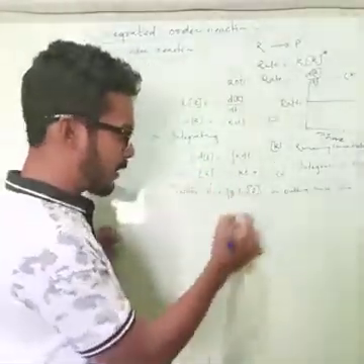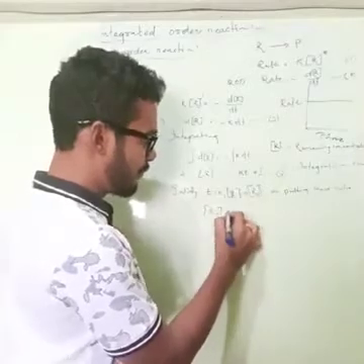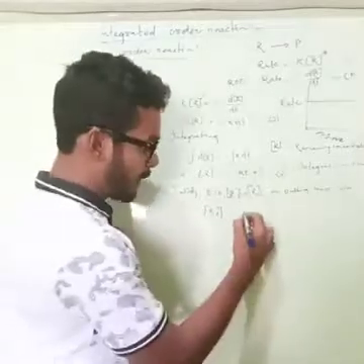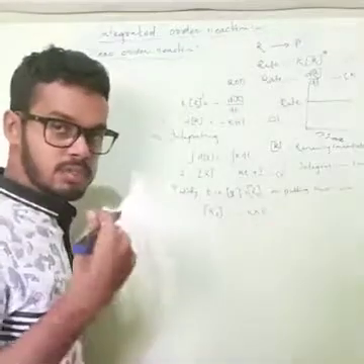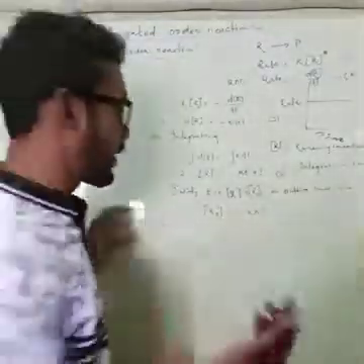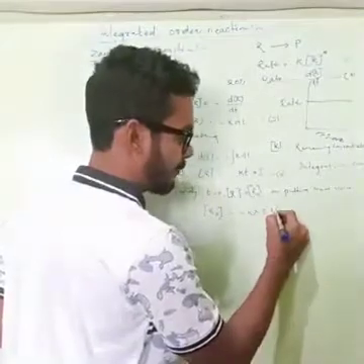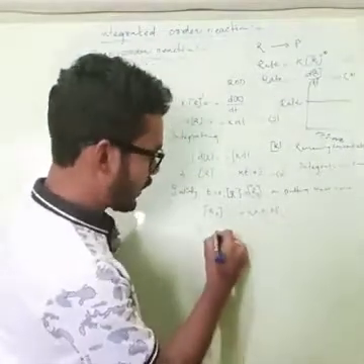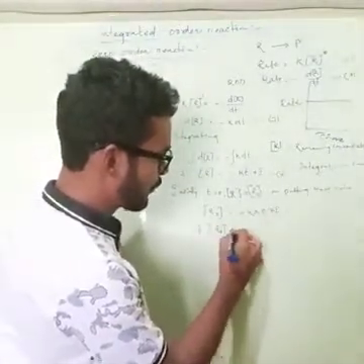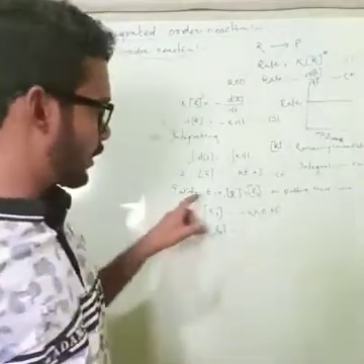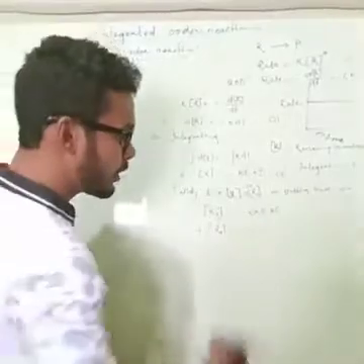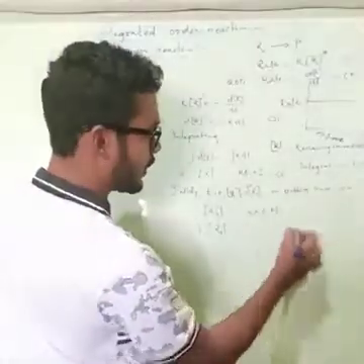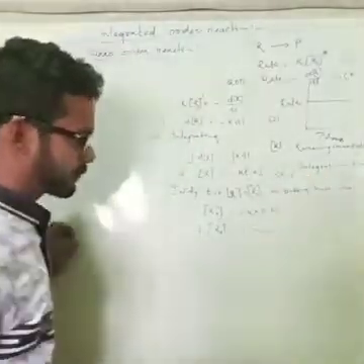In place of R, you will write R naught concentration equals minus K into T. T is how much? Zero, because the reaction has not started yet, plus I. So R naught equals I. Okay, R naught equals I. Now put the value of I in equation 4.